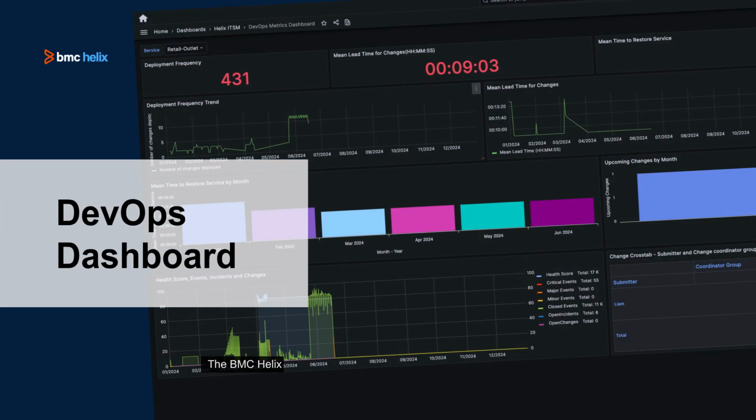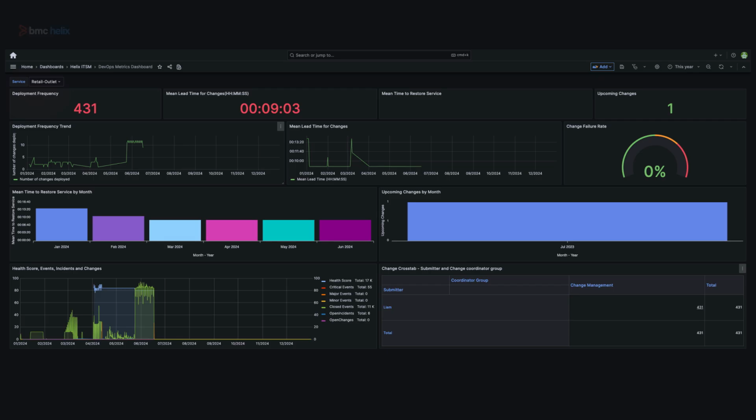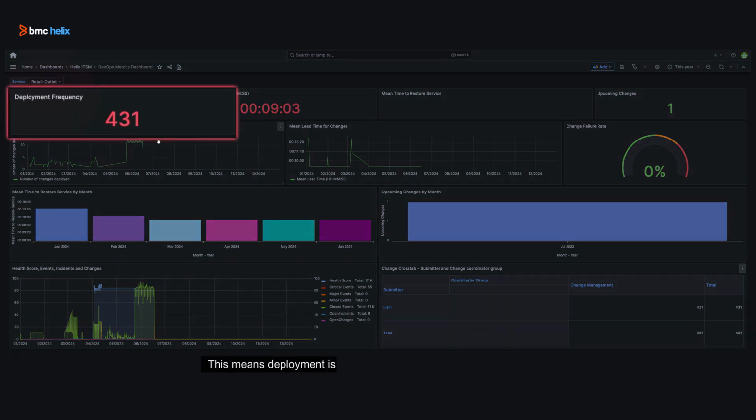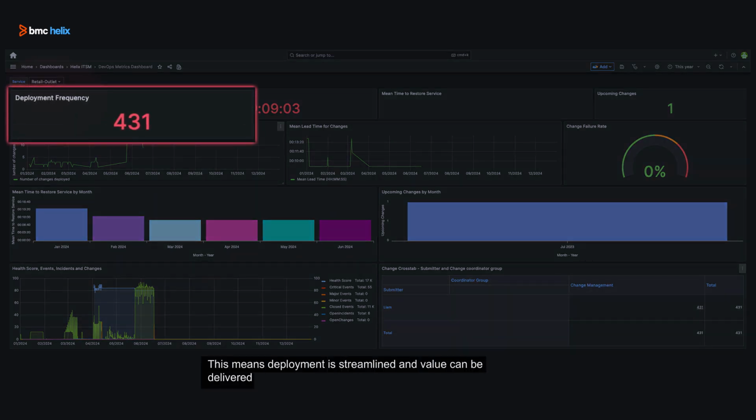The BMC Helix DevOps Dashboard brings together DORA metrics and other key information to increase agility and change without sacrificing governance or safety. Let's take a look at the retail outlet service. Here we have a high deployment frequency. This means deployment is streamlined and value can be delivered to customers quickly and consistently. It shows that changes are small and frequent, allowing for increased agility without increased breakage.